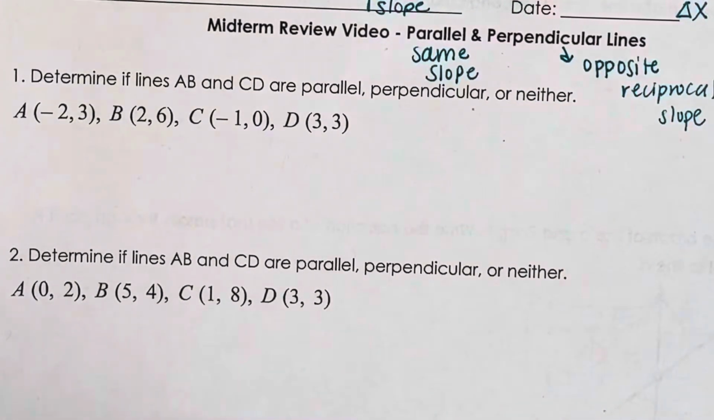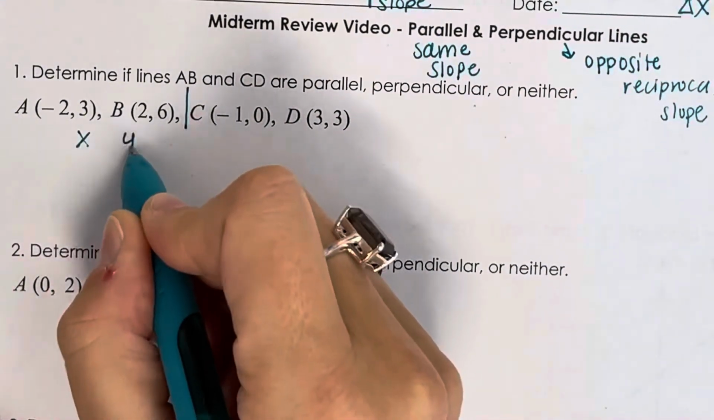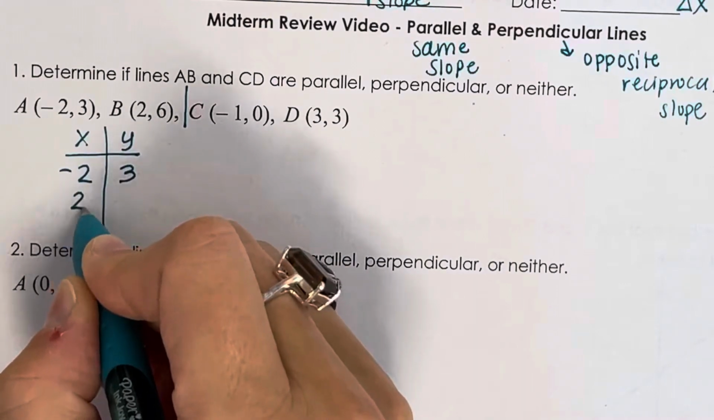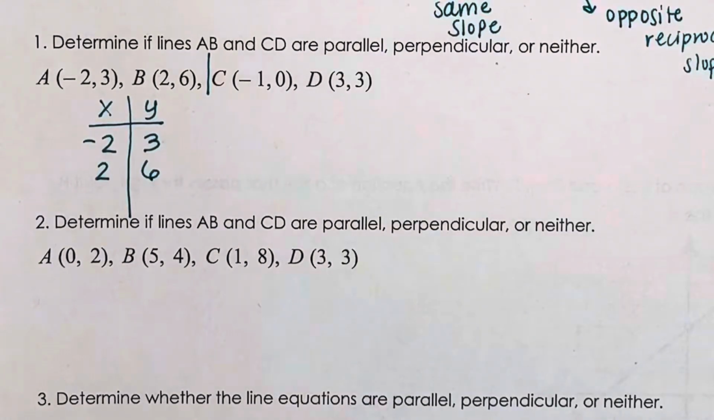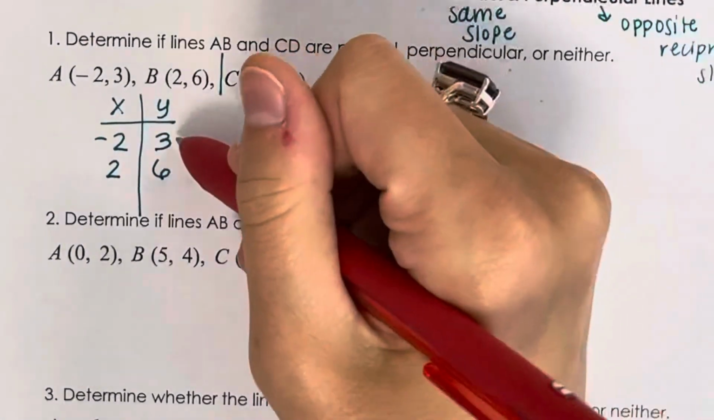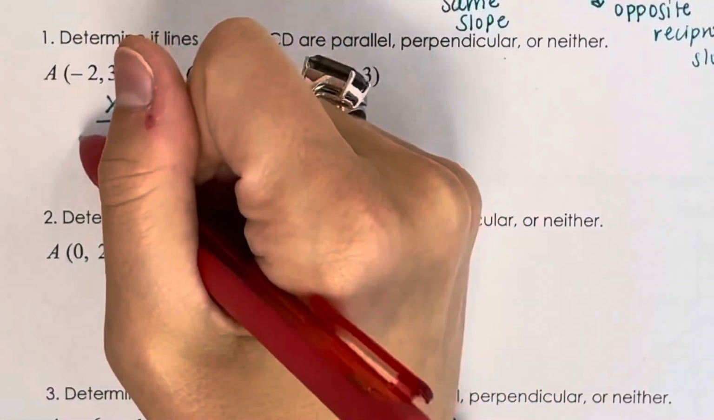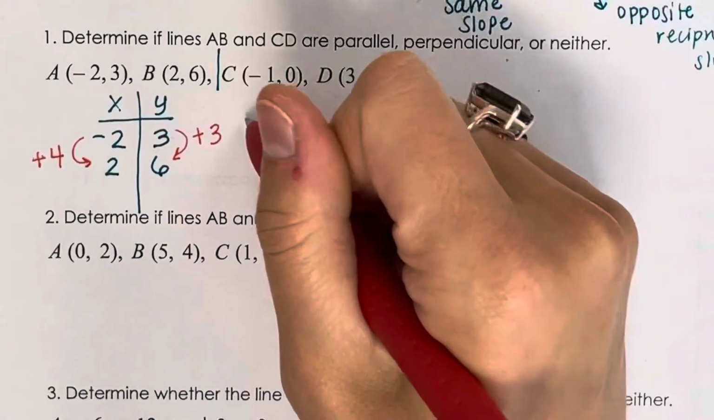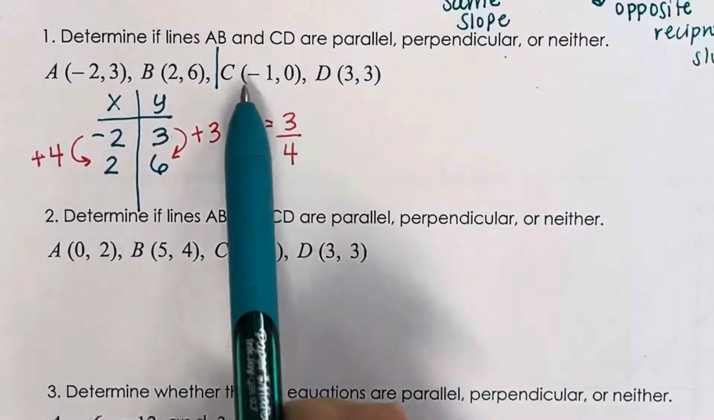So for number one, it says determine if lines AB and CD are parallel, perpendicular, or neither. I'm going to start by looking at AB, and write it in a little chart with my x and y variables. I'm just rewriting it, which makes it a little easier to see. I want to know the change of y over the change of x. From my first point to my second point, my y values go up by 3. For my x values, to get from -2 to 2, I add 4. So my slope is change of y over change of x, 3 over 4.